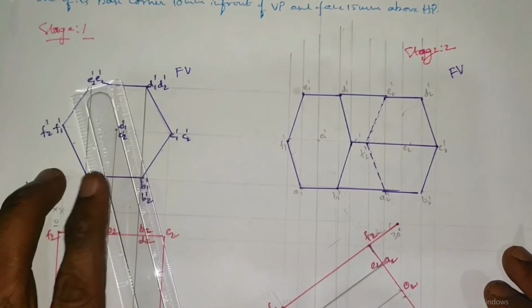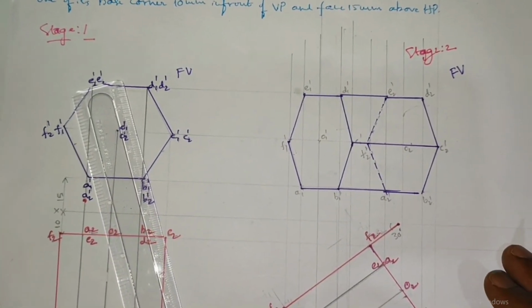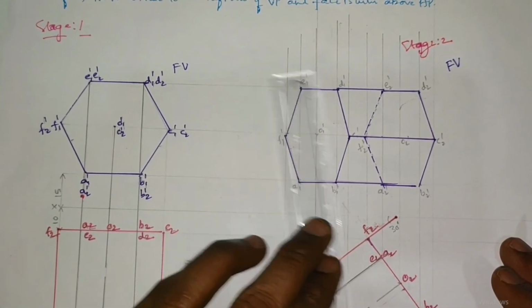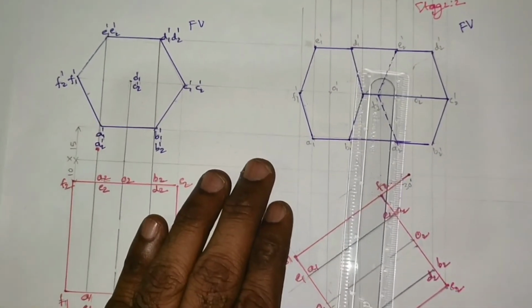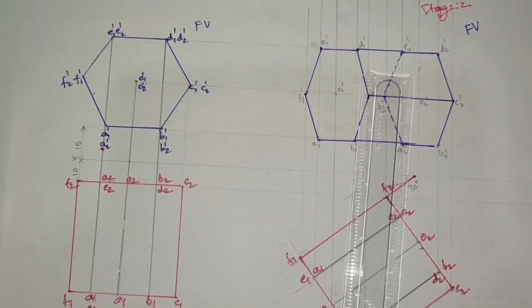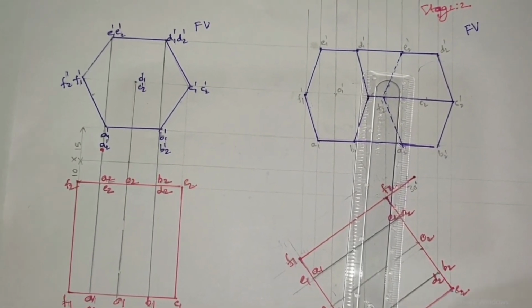in a number of stages. Sometimes we need to go for one more stage or another, 3 stages or 4 stages, depending upon the complexity of the problem. Here it would be sufficient to go for 2 stages.